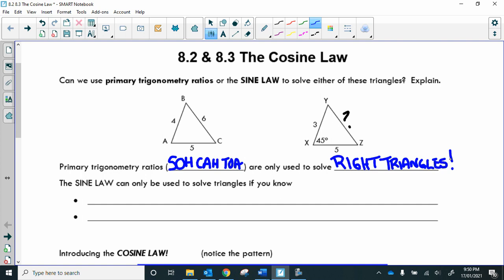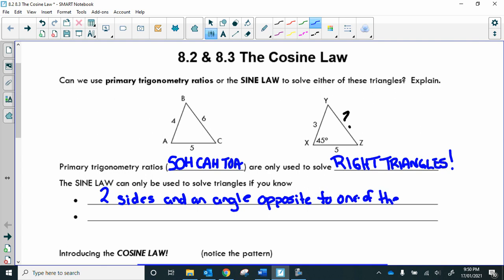The sine law can only be used to solve triangles if you know either two sides and an angle opposite to one of the sides, or we're given two angles and any side.